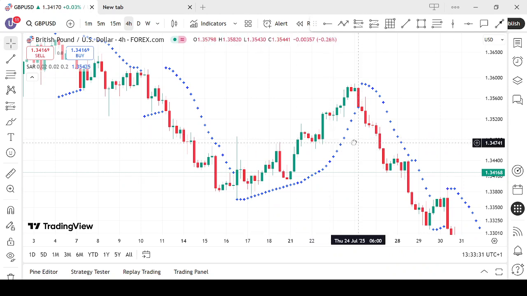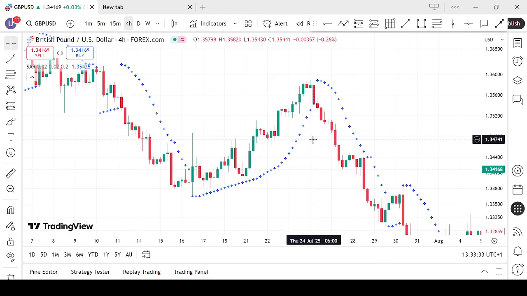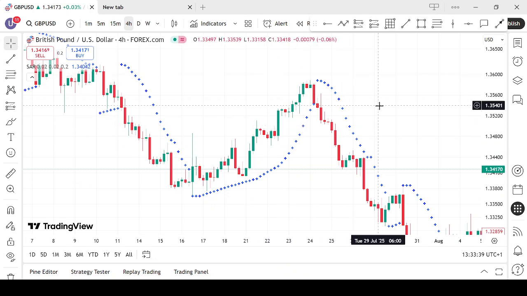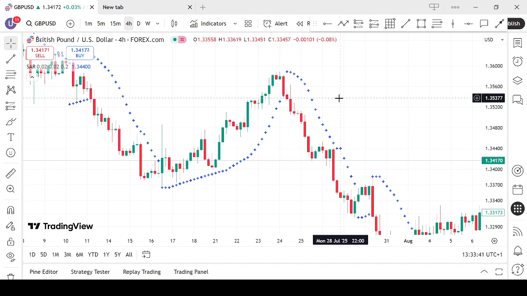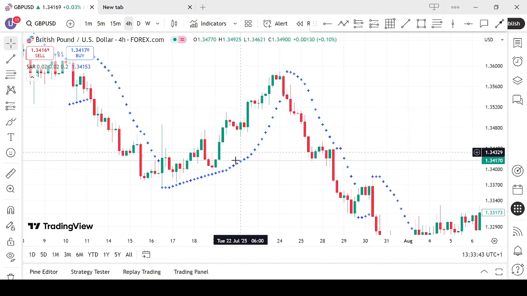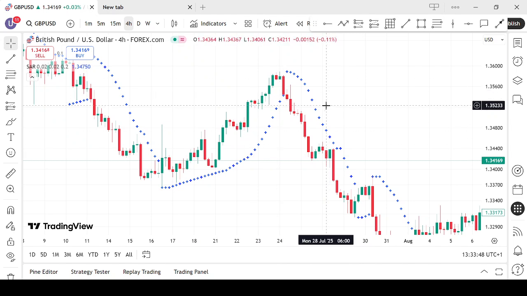Conversely, when the dot moves from below to above, it indicates a potential downward trend reversal and suggests a selling opportunity. As you can see on the chart, it switched from below to above, signifying a selling opportunity.